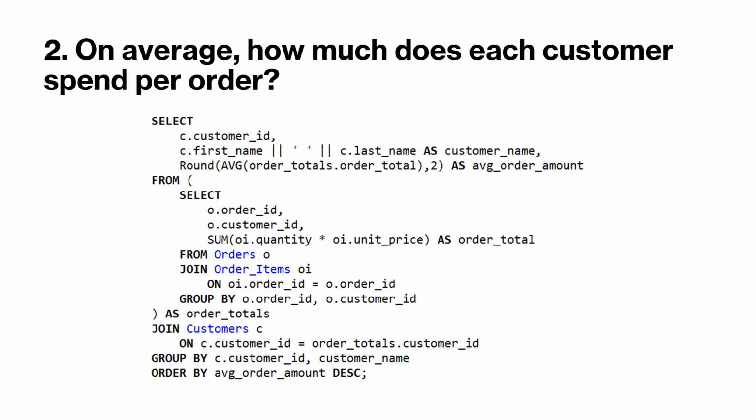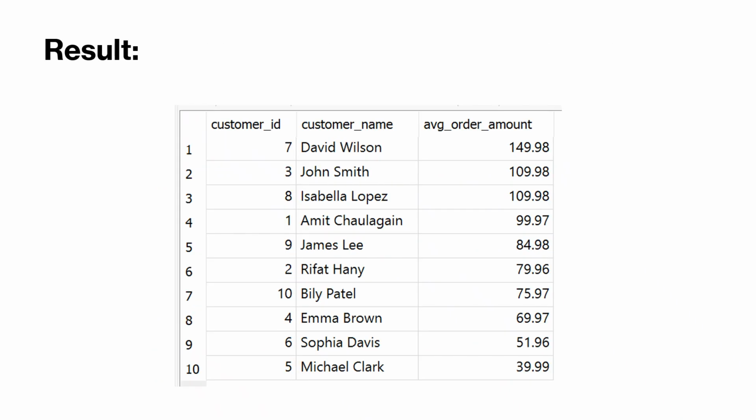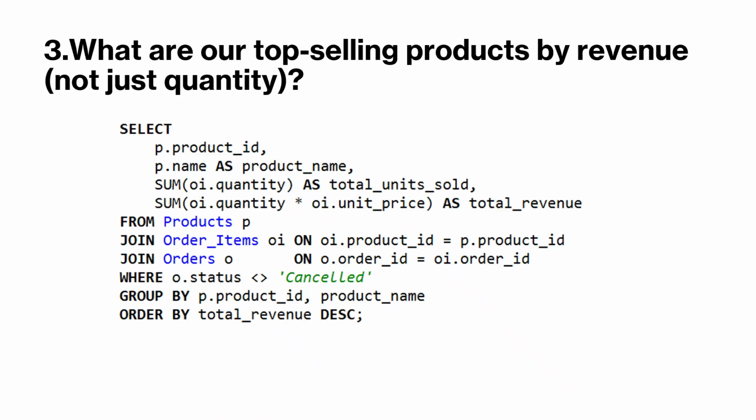The second use case calculates how much each customer spends on average per order. This helps the business understand customer value and spending behavior, which is useful for marketing and decision making. So this is the result that is obtained from that SQL query.